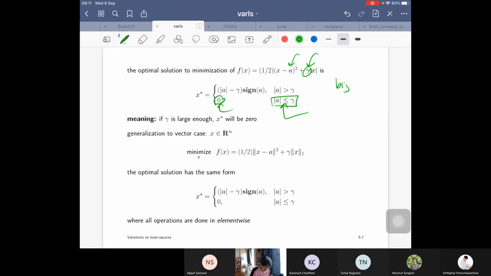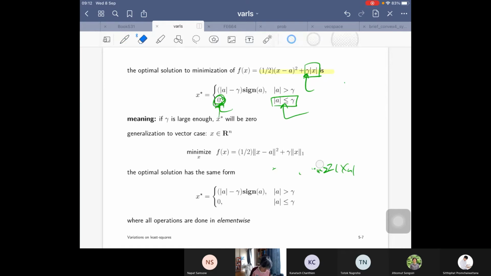So the interpretation is that this is the simplest case of L1 regularization, because again, the L1 norm is the sum of absolute values, right? So this is like the L1 penalty. By allowing gamma to be big enough, you can make your solution 0.